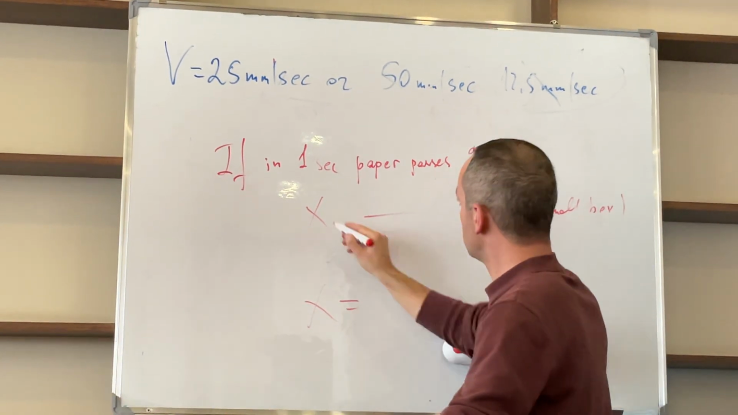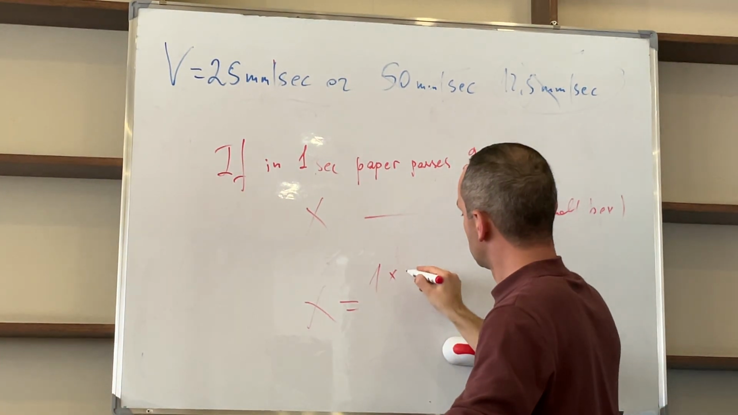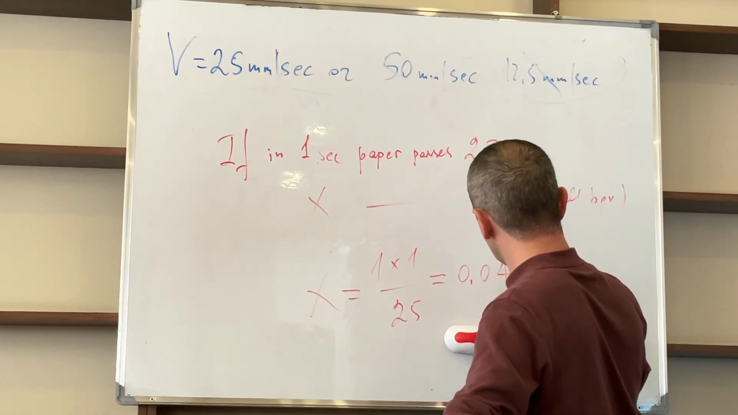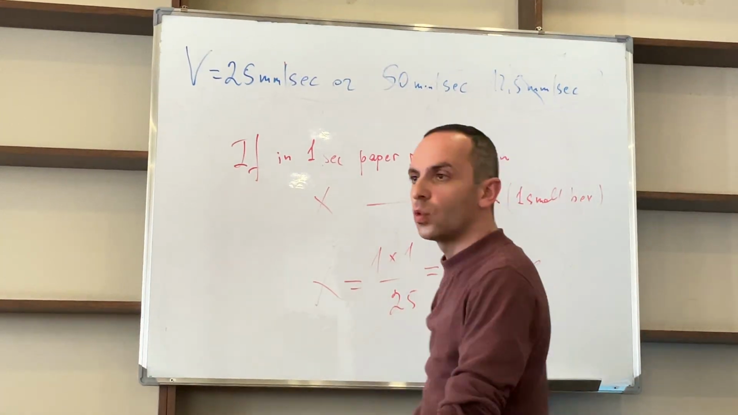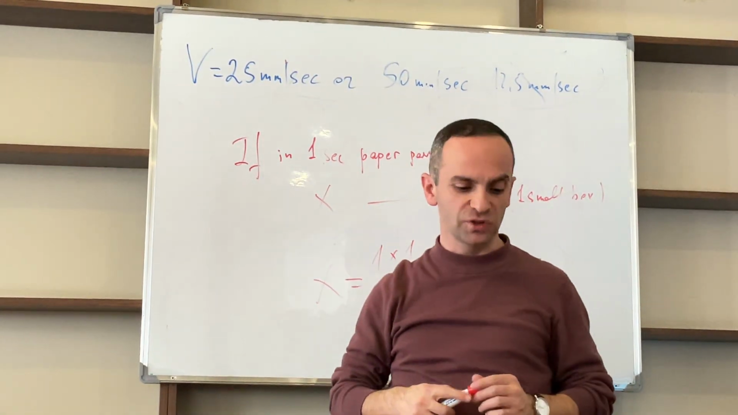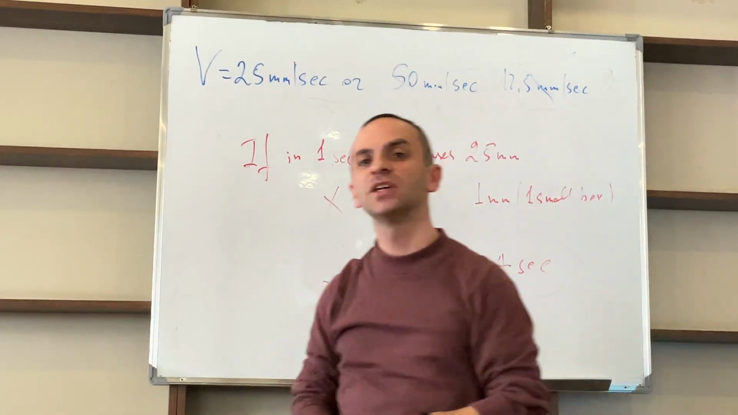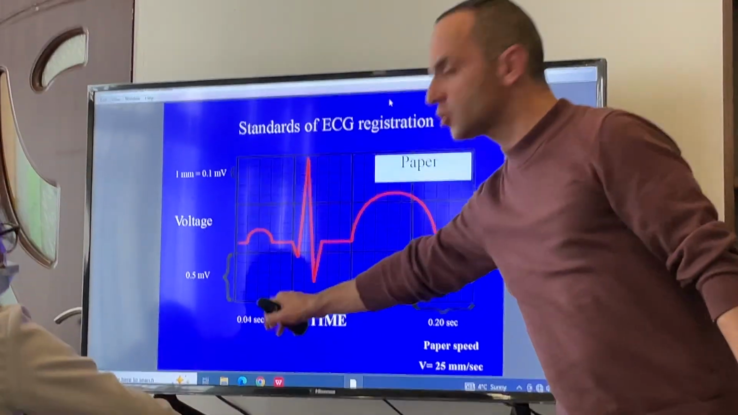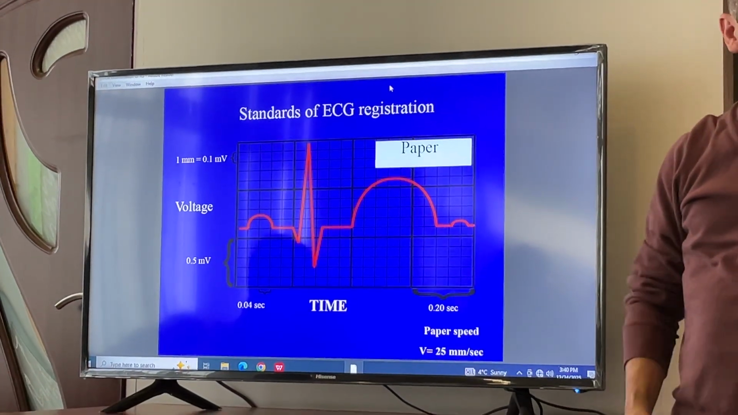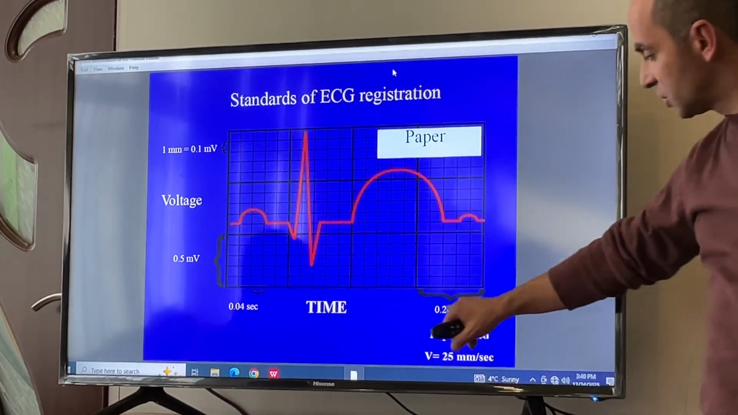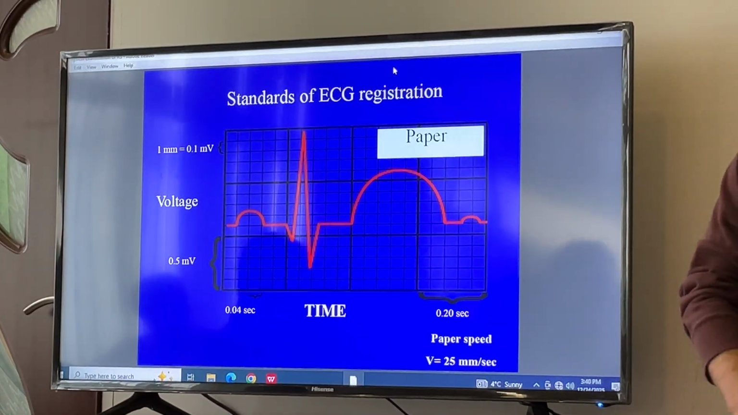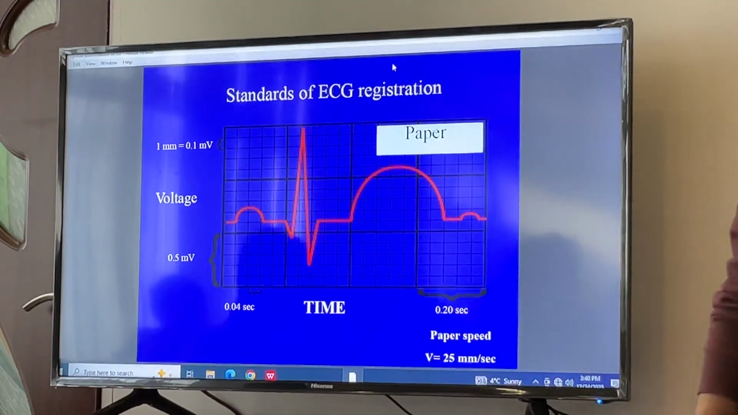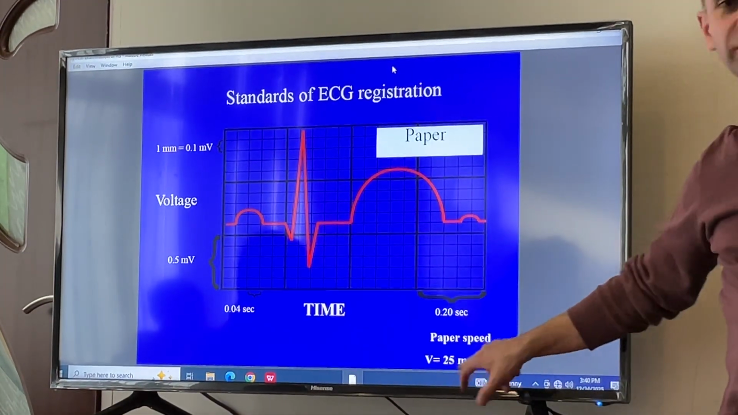From here we can conclude 1 over 25 is 0.004 seconds. So one small box is 0.004 seconds if paper speed is 25 millimeters per second. Which means that one large box will be 5 times 0.004, 0.20 seconds. And look, 0.5 millivolt, 1 millimeter is 0.1 millivolt, if paper speed is 25 millimeters.